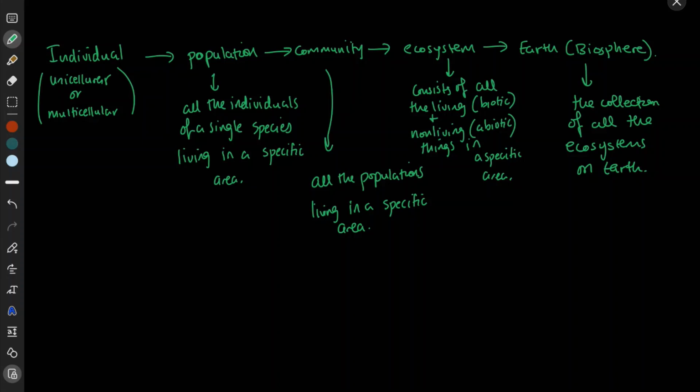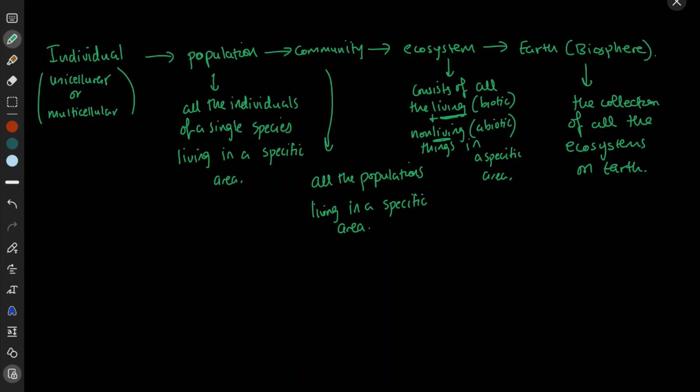Now community is going to be all the pine trees, all the insects, all the animals, all the plants, all of the birds, and so on, right, in that specific forest. So again, a community is all the populations of all the different species living in a specific area, right? So it's going to be all the pine trees, all the other animals, all the plants living in that specific forest, okay?